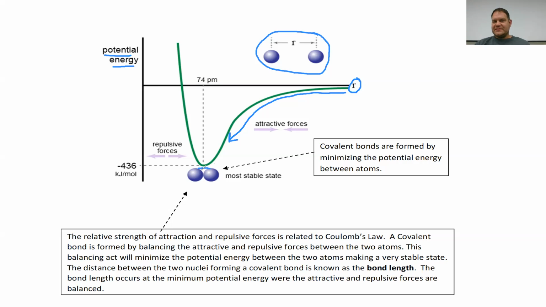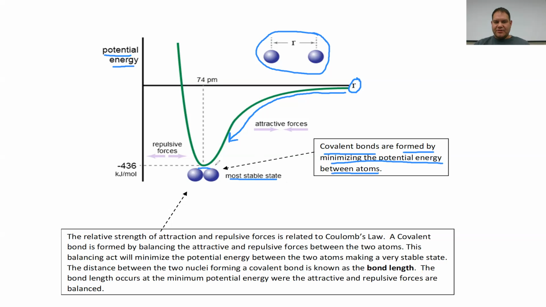Now, what that means is that we have got the best overlap of those orbitals, and the covalent bond is at its best. It's at its finest here, okay? It's very strong. The electrons are exactly the perfect distance away from both nuclei that are being shared, is what we're trying to say here. So at this point, we would say the covalent bond is formed by minimizing the potential energy between the atoms. This is the most stable state for both of these atoms at this low potential energy state, okay?